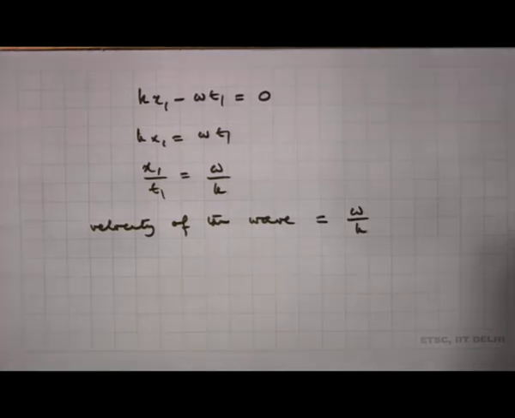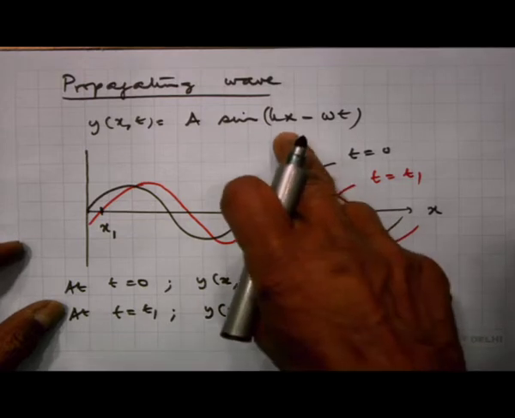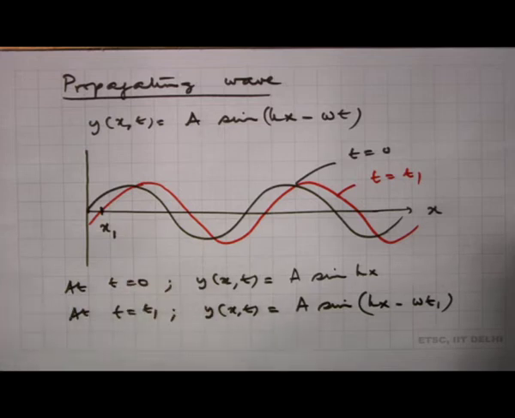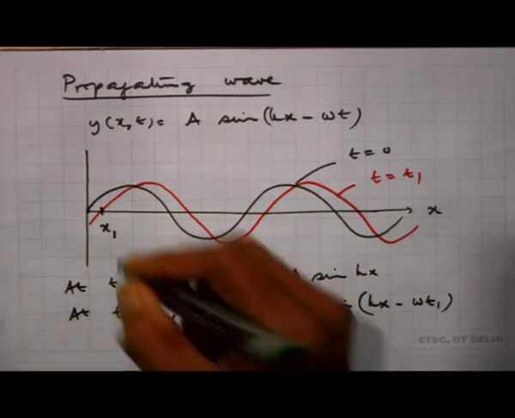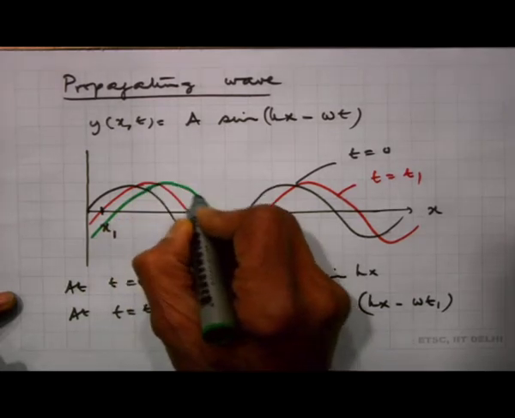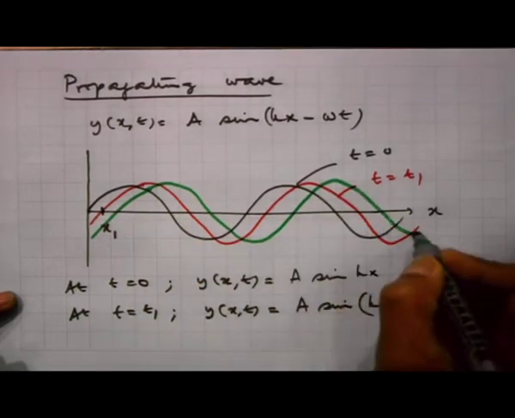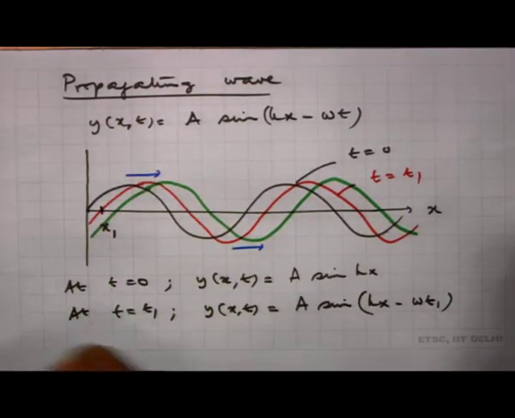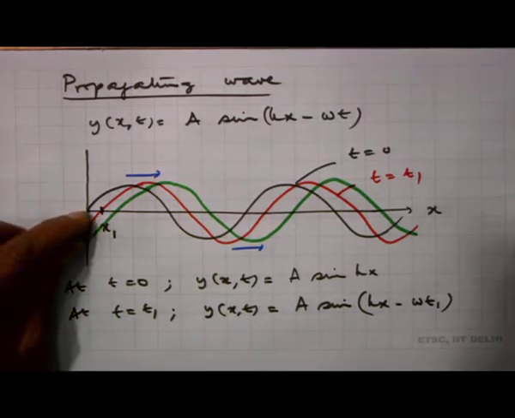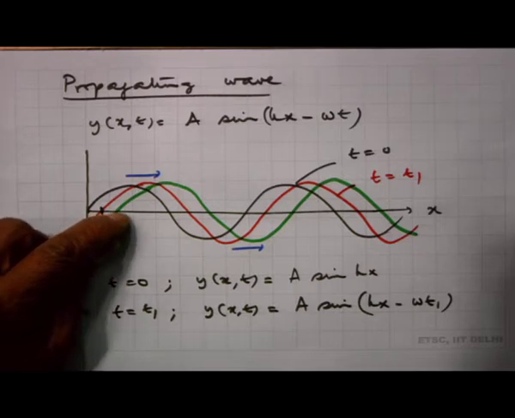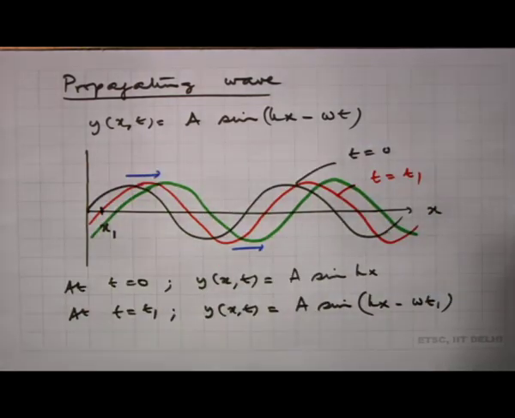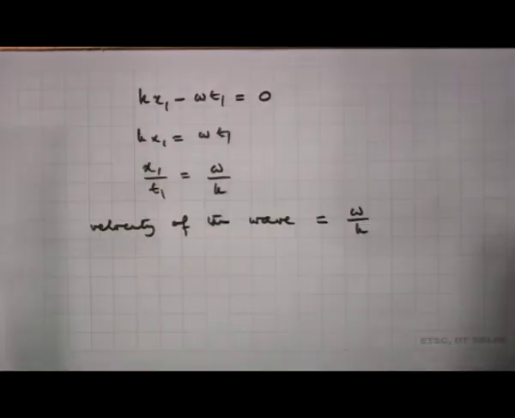So, this equation represents a propagating wave, as you can see here. A little later, if I were to draw the same figure, it will go like this. The entire wave is moving in the positive x direction: at t is equal to 0, t is equal to t1, t is equal to t2, and so on. As time progresses, the entire wave moves like this. So, it represents a propagating wave, and the velocity of propagation is omega by k.